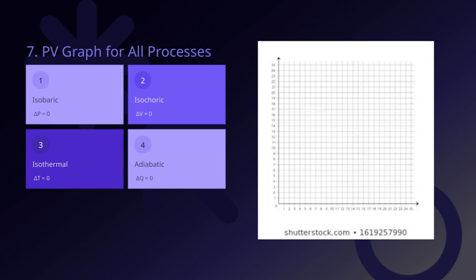Connecting all these points, the key takeaway is that each process has a unique signature on the PV diagram, helping us visualize how pressure, volume, and temperature interact during different thermodynamic changes. Understanding these differences is fundamental to grasping how energy transfer and work are involved in each process.